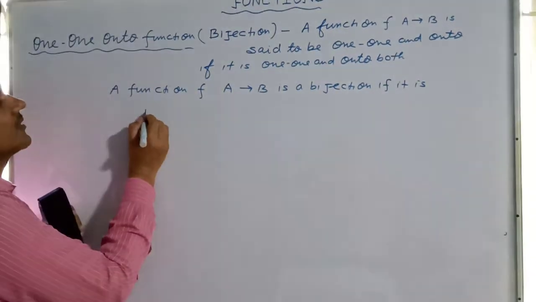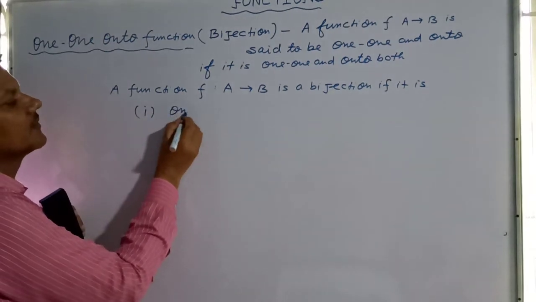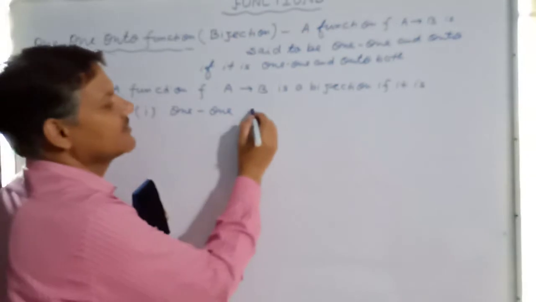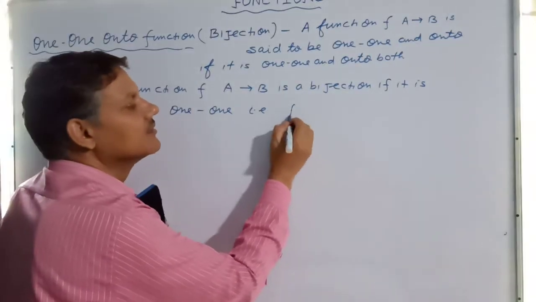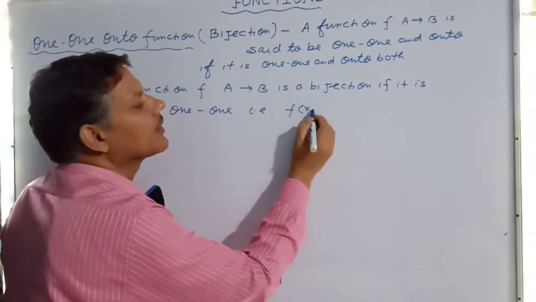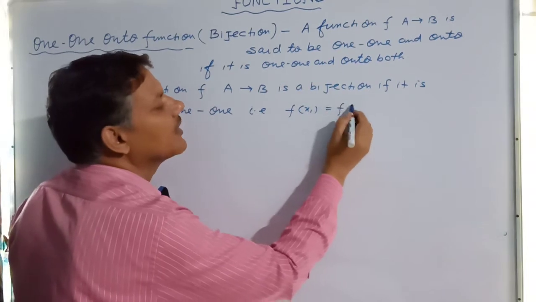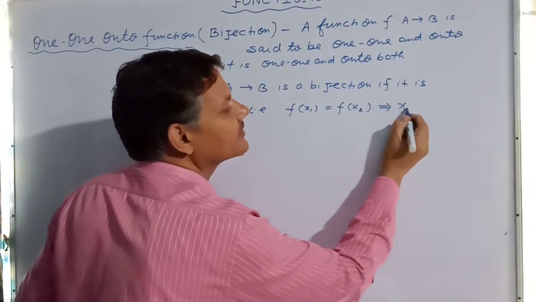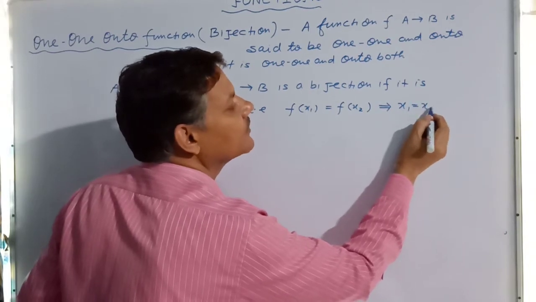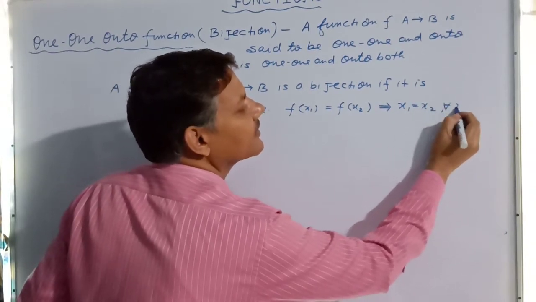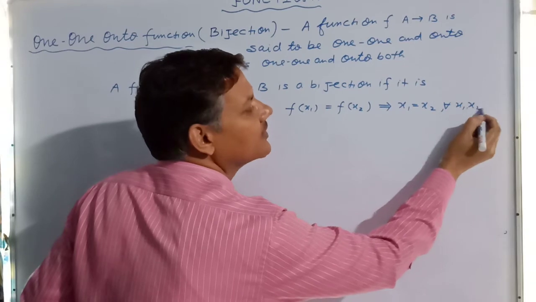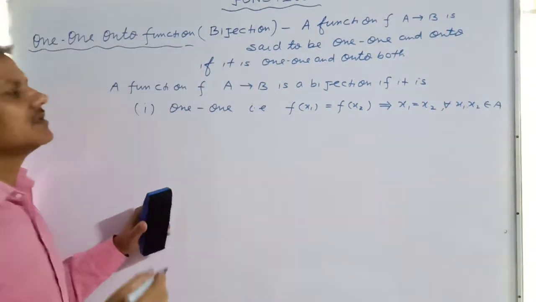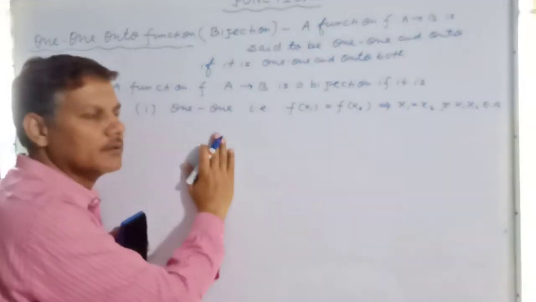First one is if the function is one-one. That is, we can say for all f(x1) equal to f(x2), it must imply that x1 is equal to x2, and here x1 and x2 are the elements of A. This is the criteria for one-one.